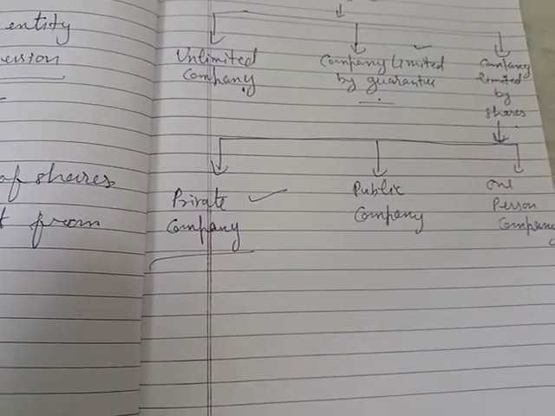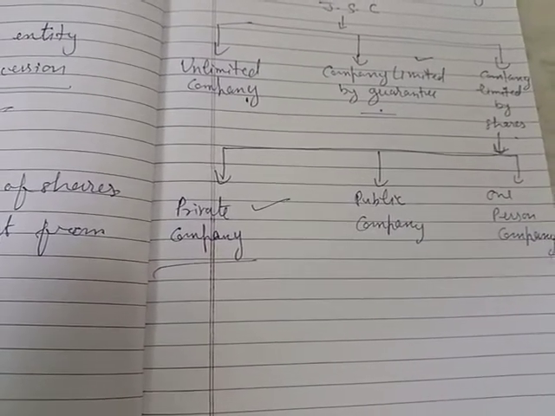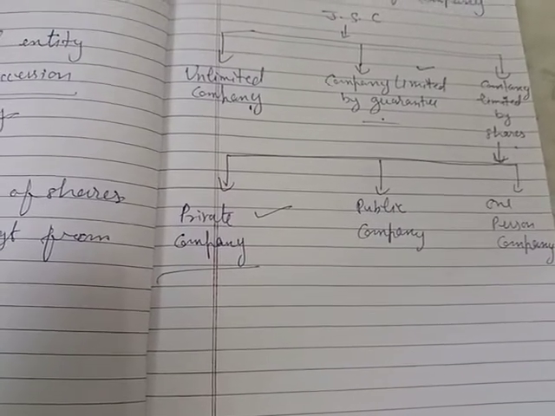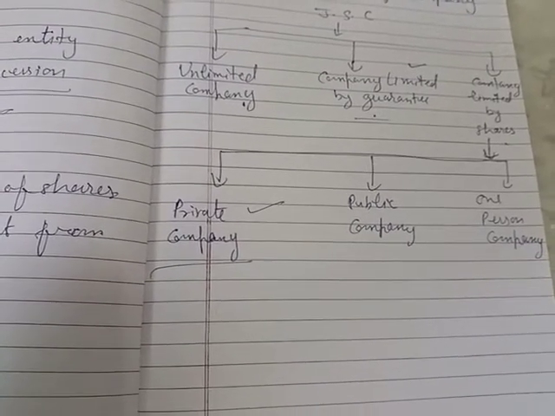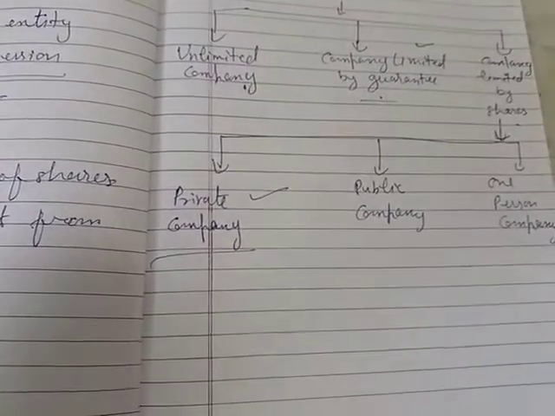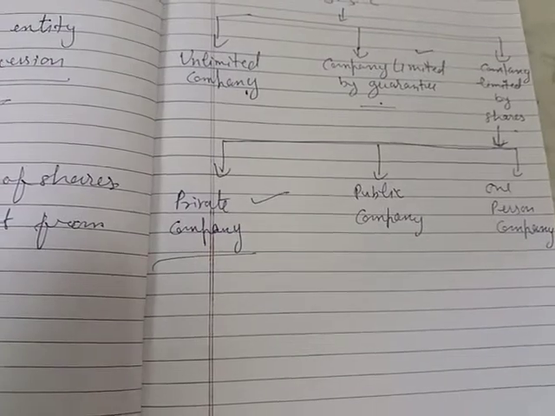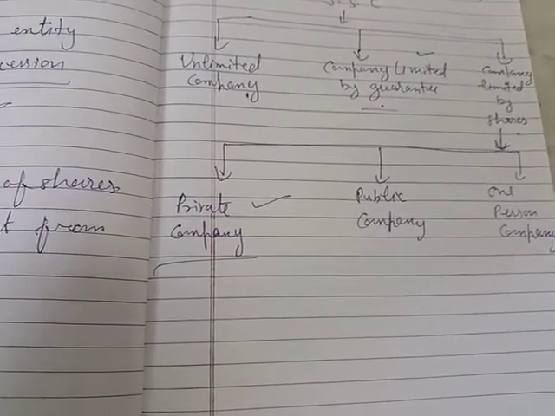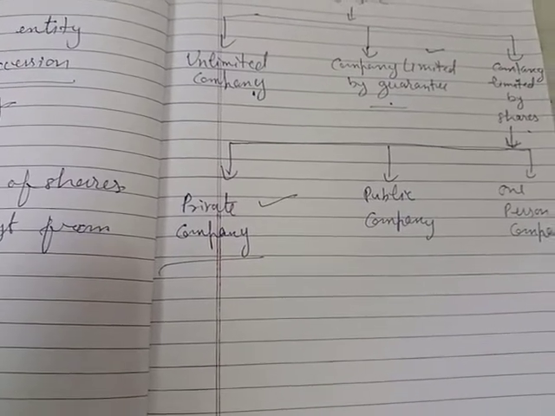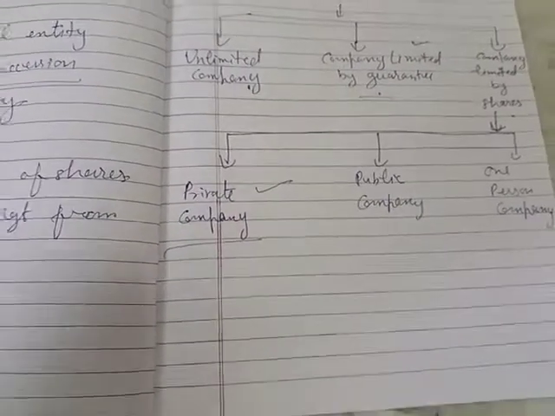Second one, limits the number of members to 200. So minimum 2 members should be there and maximum 200 members. The members limit is there. And third condition is it prohibits any invitation to the public to subscribe for the securities, shares or debentures of the company.